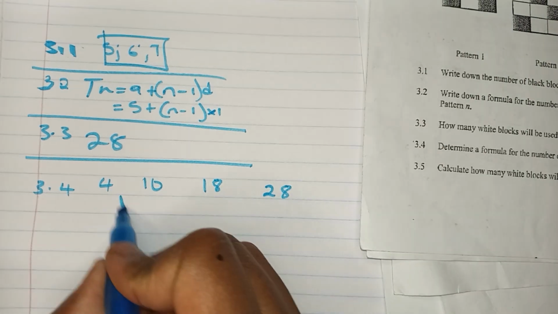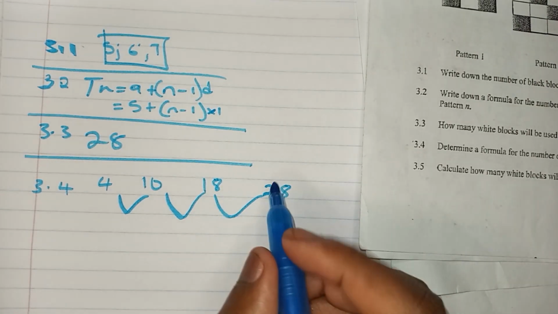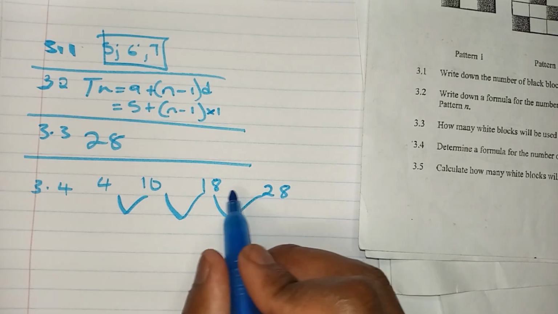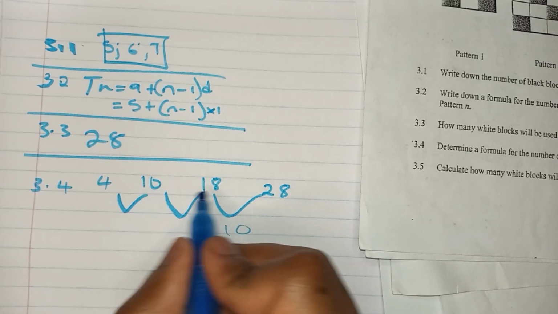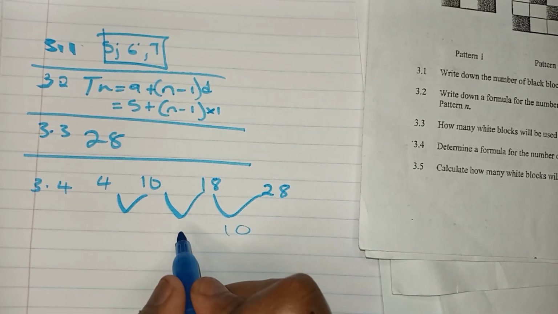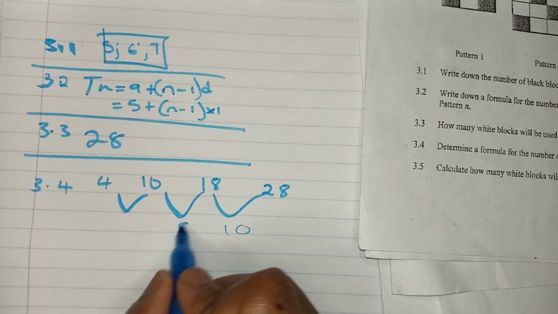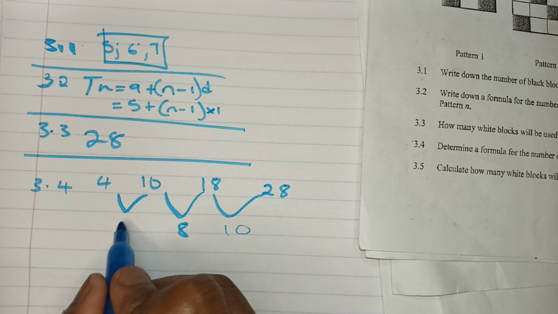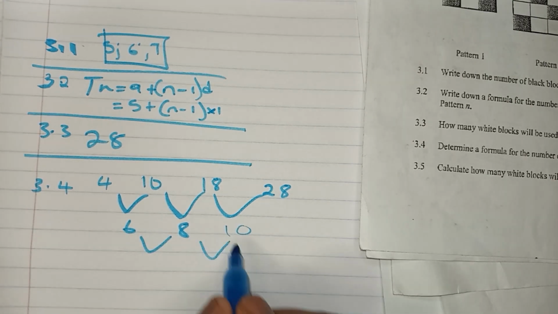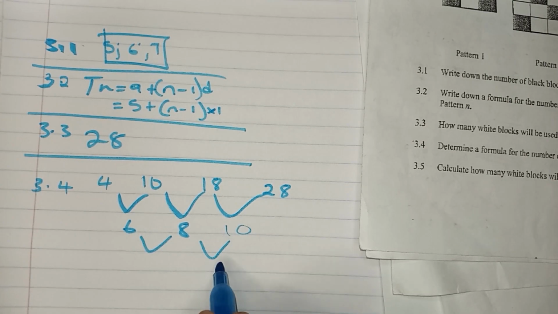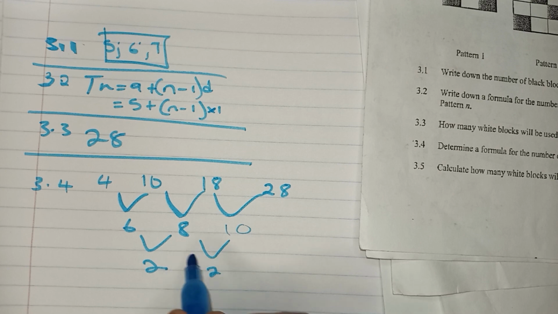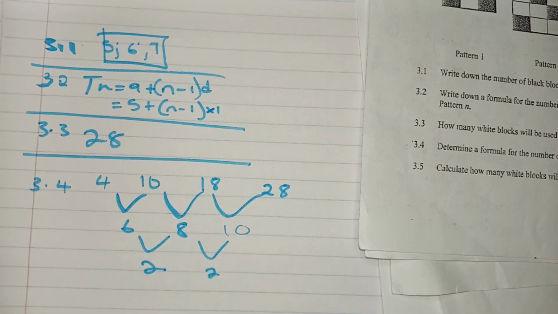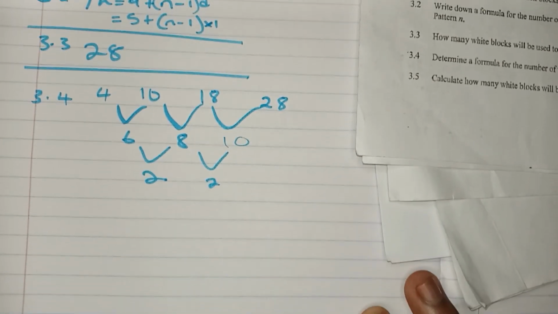So you probably know that in a quadratic you are going to say 28 minus 18, so it's going to be 10. 18 minus 10, it's going to be 8. So this is going to be 6. So now the second difference is making sense, because 10 minus 8 is going to be 2, and then 8 minus 6 is going to be 2. So it looks like it's going to work, but let us see.